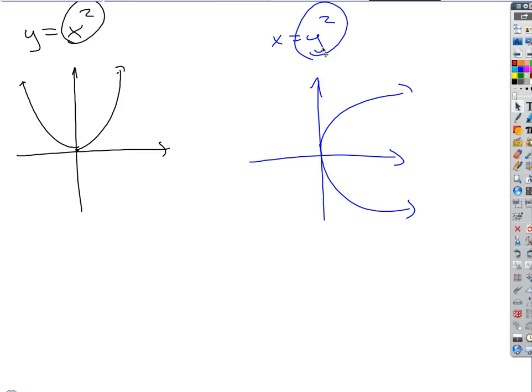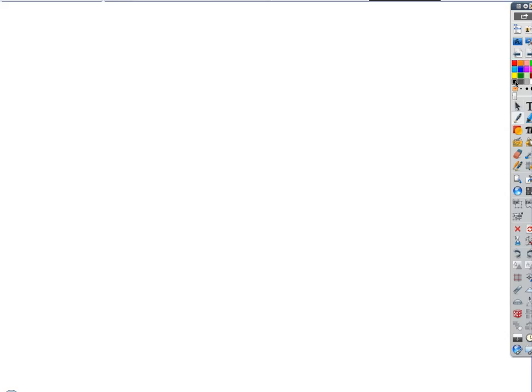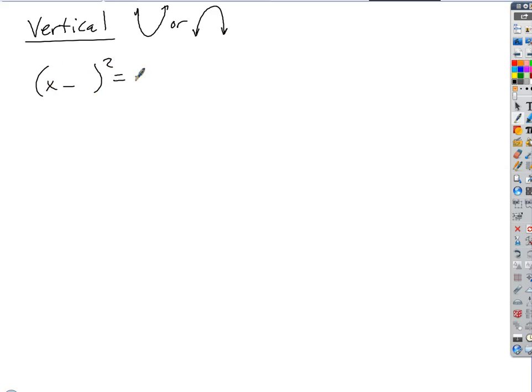But what we want to do today is look at things a little differently. We want to look at the standard form equation of a parabola that allows us to really easily identify its graph. And that's the one that looks like this for a vertical parabola. Once again, vertical, we're talking about either like that or like that. It looks like this: x minus h squared equals 4p times y minus k.